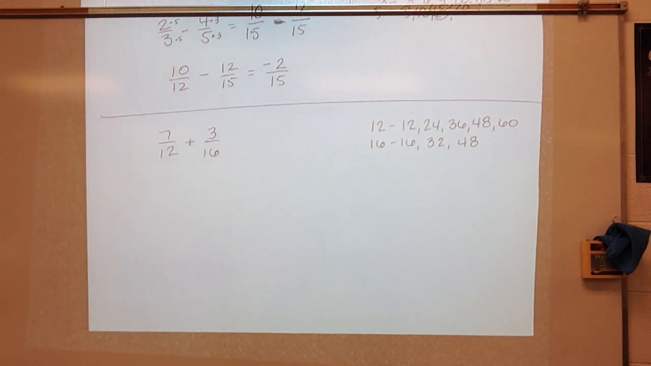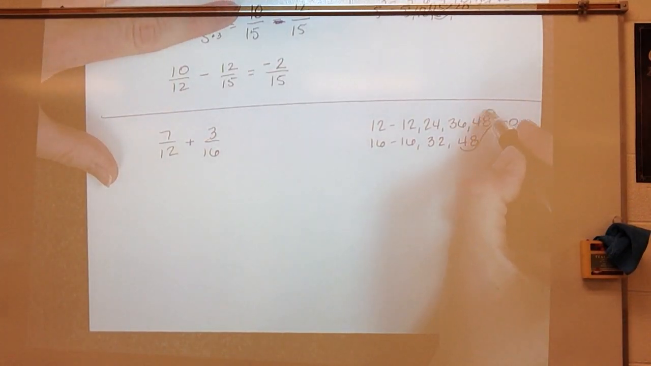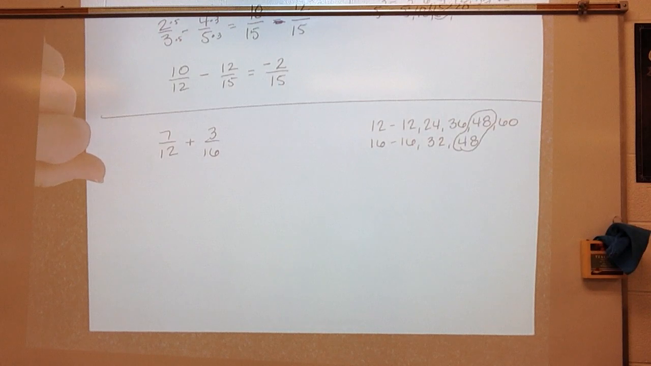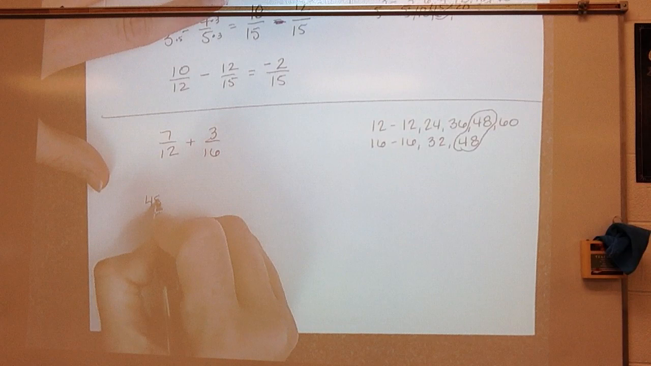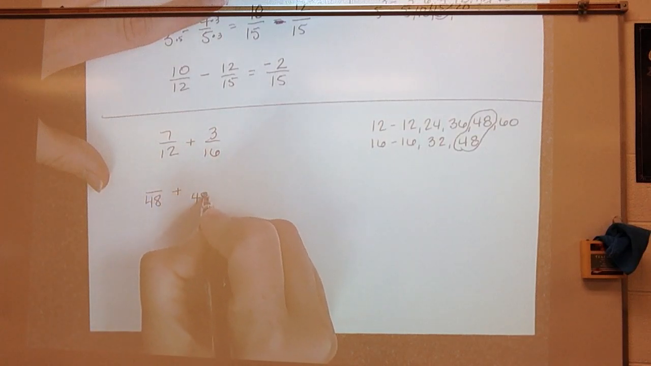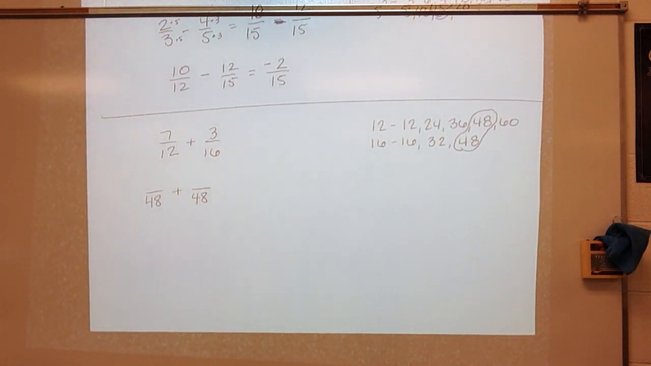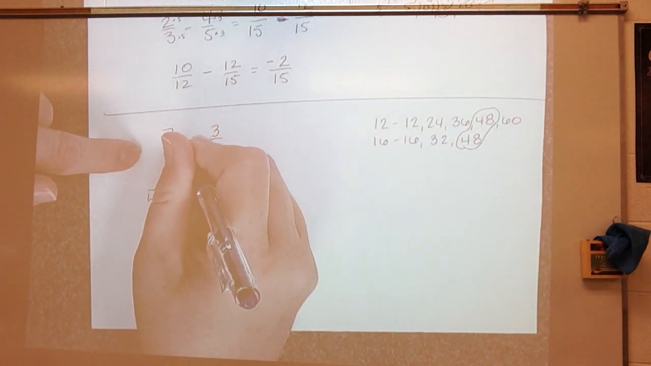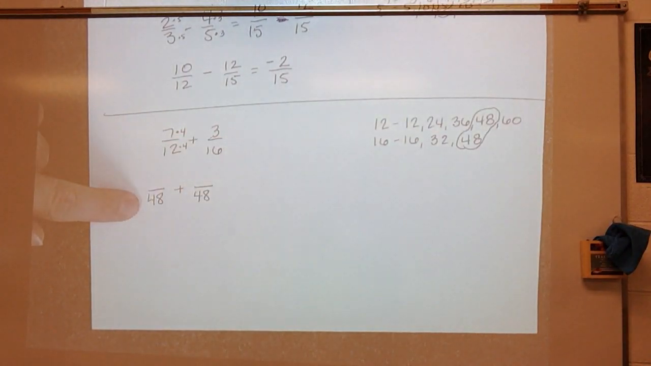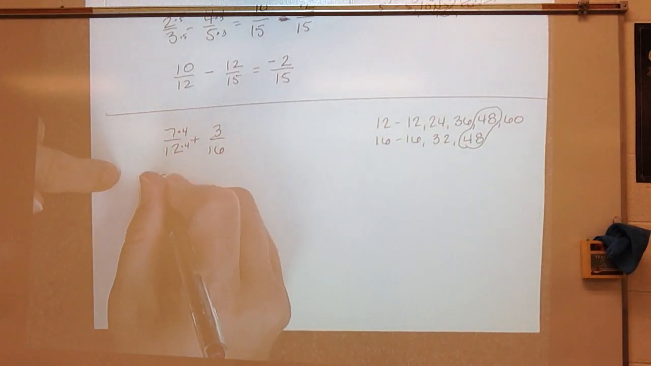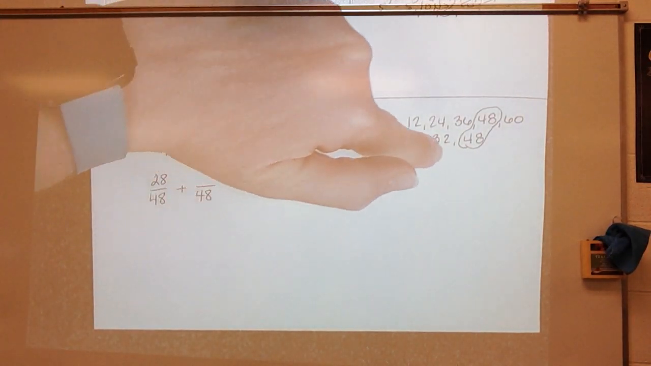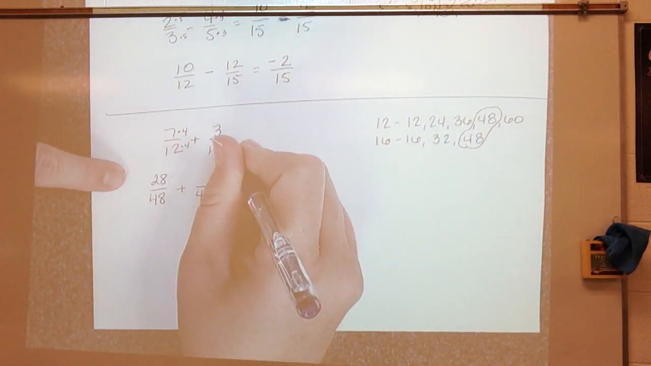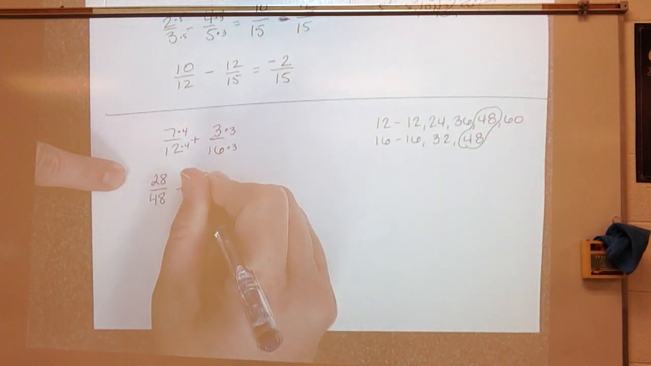And I can stop now because I actually have my first multiple that they have in common, and that's the whole point. So I'm going to see that 48 is my least common multiple. Alright, ask yourself, does it change? Yes, it does. So 12 times 4 gives me 48, so 7 times 4 is 28. 16 times 3 gives me 48, so 3 times 3 is 9.